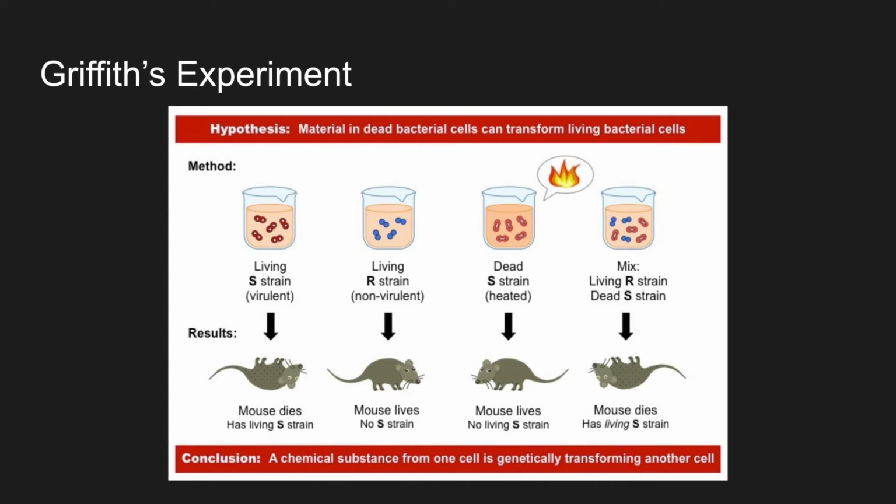So those R cells could now form a capsule around themselves because they have the genes or the DNA to code for that capsule or that feature or that phenotype, right? So now the mouse does die. So the conclusion is that this is bacterial transformation, right?